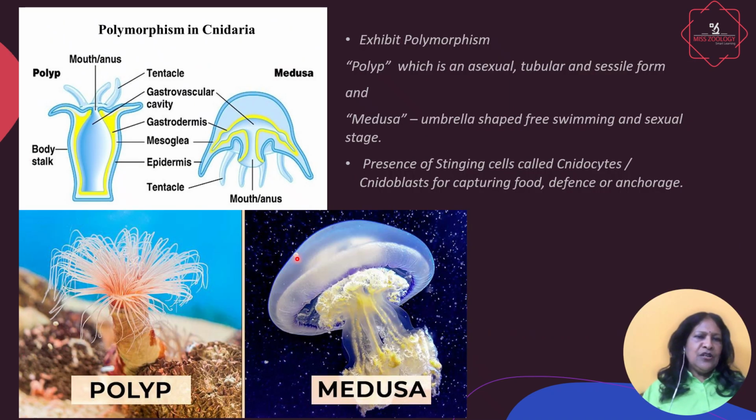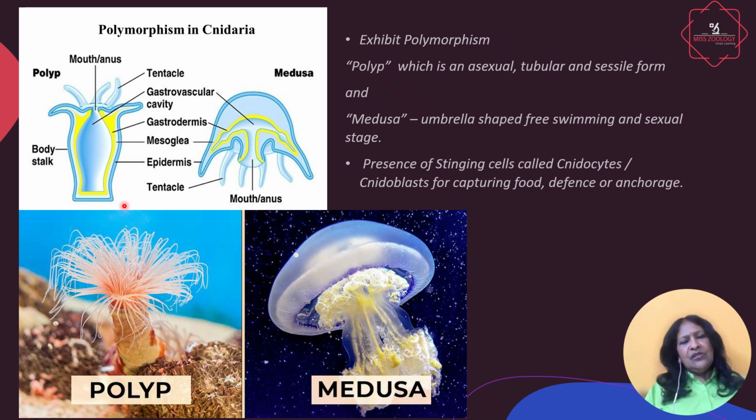Here you can see polymorphism in Cnidaria. Now what is this polymorphism? Poly means many. Morphism has come from morphological forms. They may represent a tube-like form called polyp, or they may show an umbrella-like shape called medusa. Here, the polyp is an asexual, tubular, and non-locomotory form of this organism. The medusoid form is umbrella-shaped, free-swimming, and a sexual stage of these organisms.